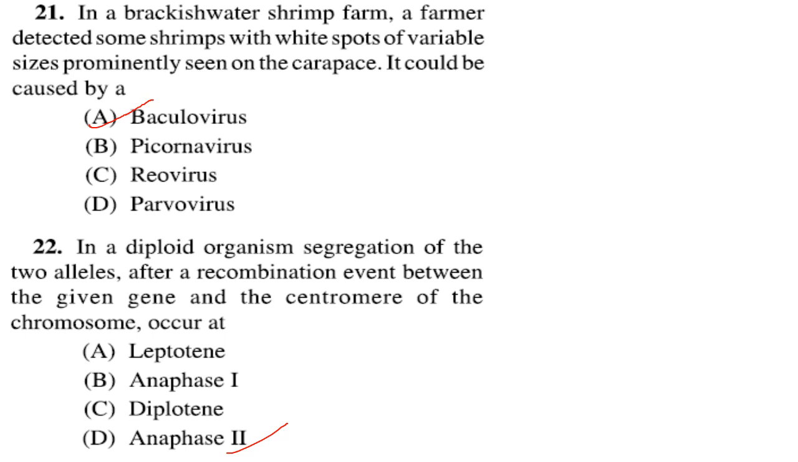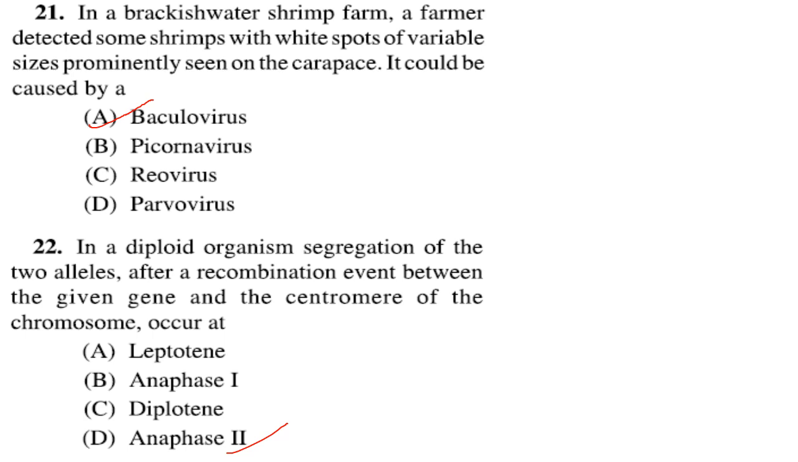Then in a brackish water shrimp farm, a farmer detected some shrimps with white spots of variable sizes prominently seen on the carapace. It could be caused due to baculovirus infection. Answer is option A. In a diploid organism, segregation of the two alleles after a recombination event between the given gene and the centromere of the chromosome occurs at. So it occurs at anaphase 2.